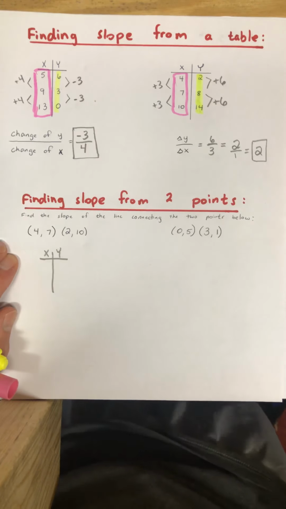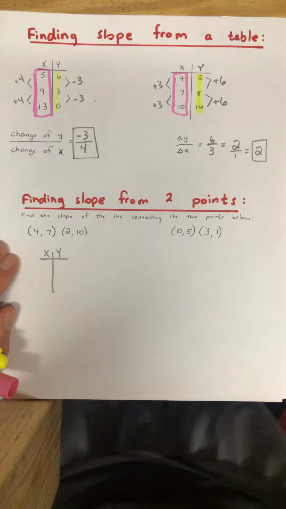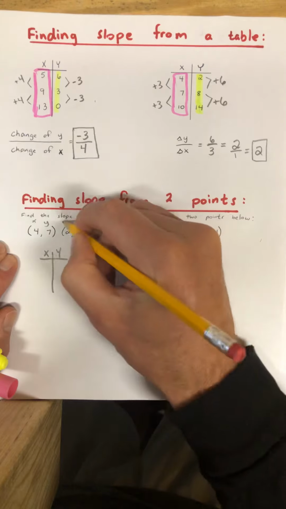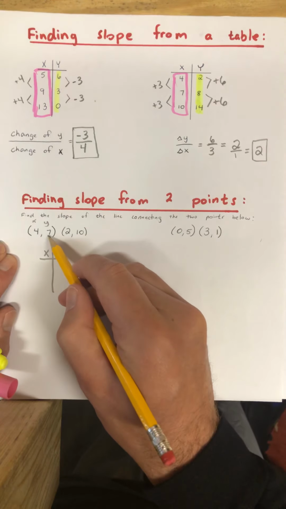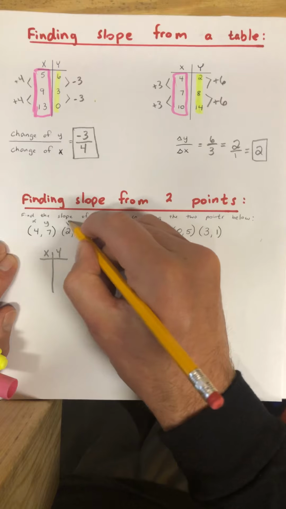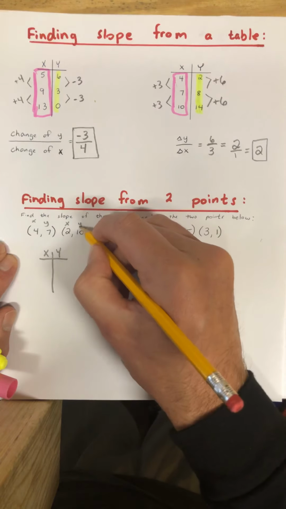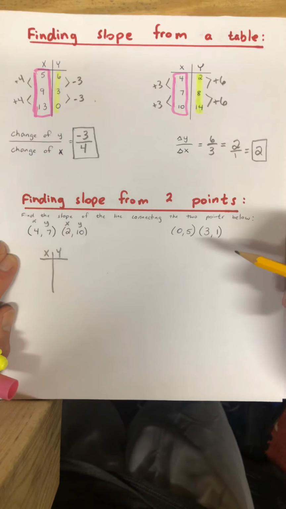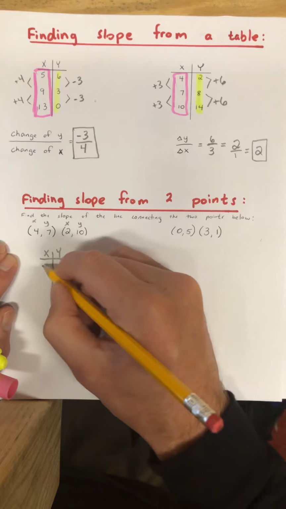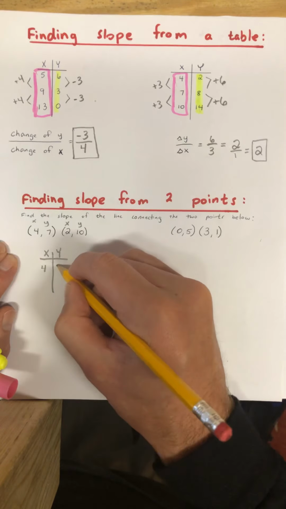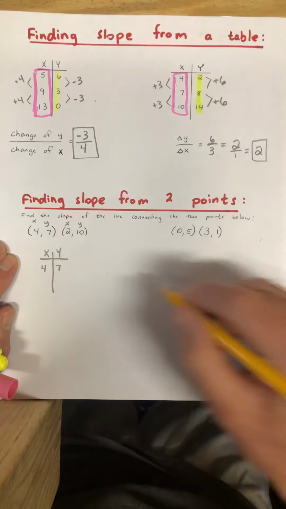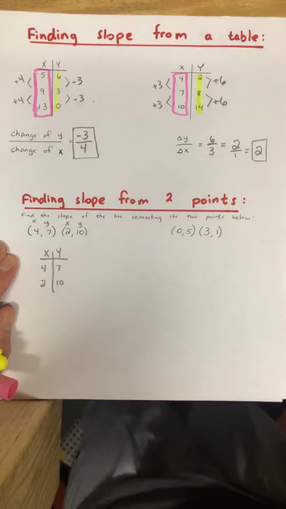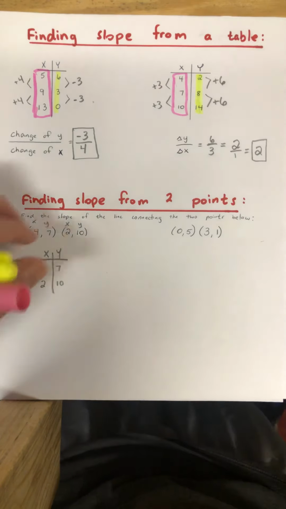Now, you might be wondering, how do I know what my x and my y are? If you look, each ordered pair has an x value and a y value. So the x value of this is 4, the y value is 7. In the second ordered pair, we have an x value of 2 and a y value of 10. So we're going to place that information in the table. The first point, the x value is 4 and the y value was 7. In the second point, the x value was 2 and the y value was 10. So we've created a table, and we're just going to do the process that we learned above.